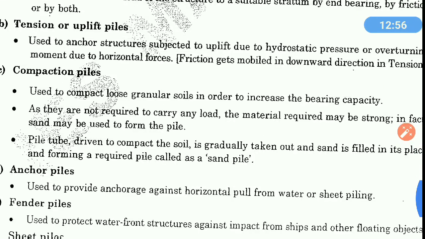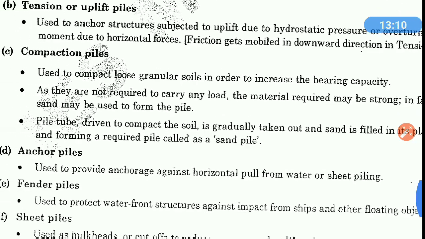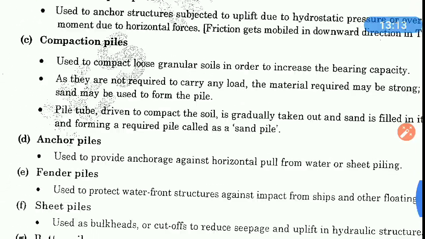Compaction pile. Compaction piles are a special type of pile used to compact loose granular soil in order to increase the bearing capacity of soil, and they are not required to carry any load. The material required may be weak. In fact, sand may be used to form the pile. In further discussion you may hear about sand pile. So the sand piles are also used for ground improvement, and these are considered as compaction piles.